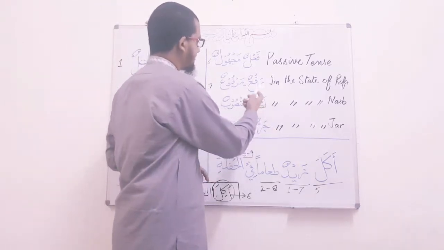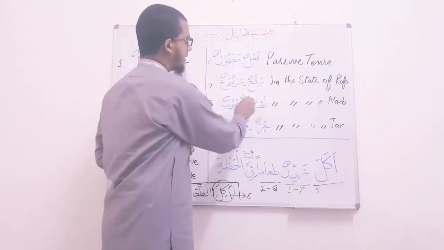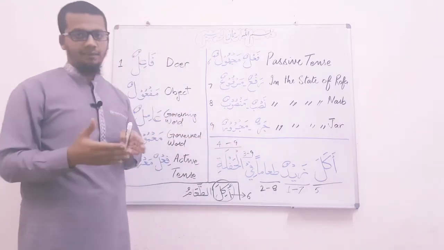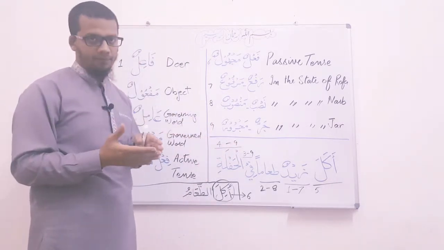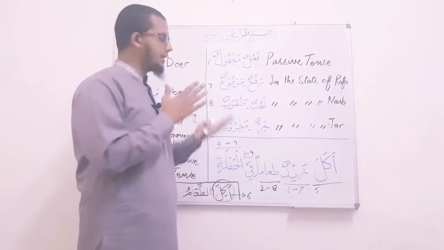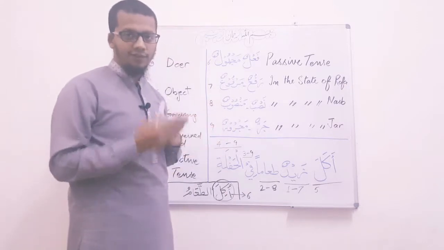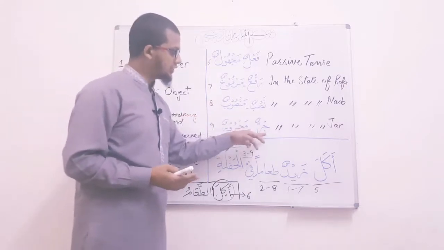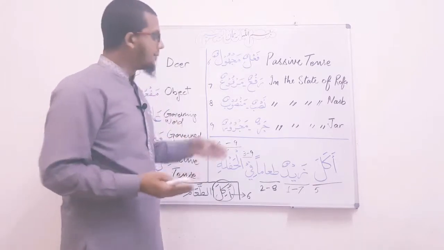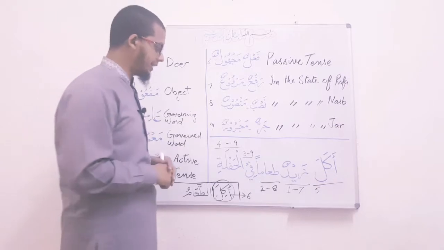Then we have rafa, marfu. Rafa or marfu, this is almost the same as dhamma. But there is a difference between dhamma and rafa. Similarly, nasb is almost the same as fatha. And then jar is almost the same as kasra. But in all of this, there is a little difference which we will explain right now.